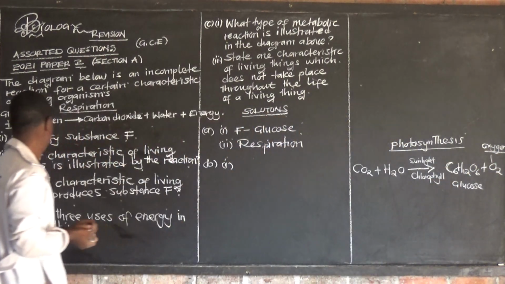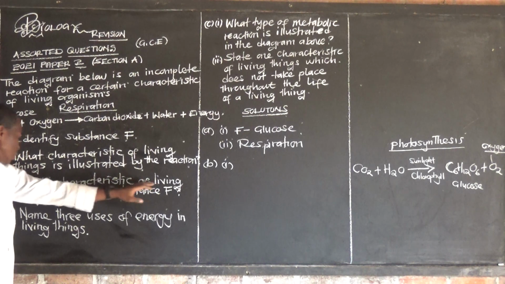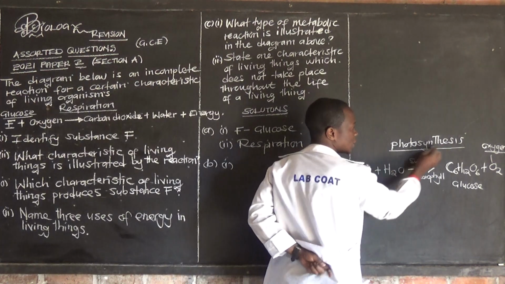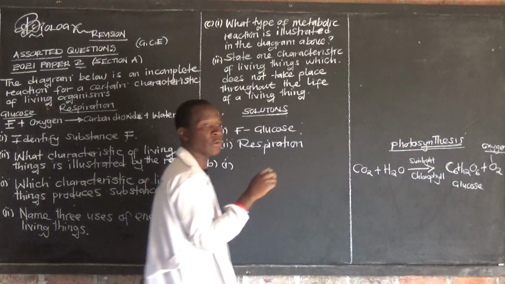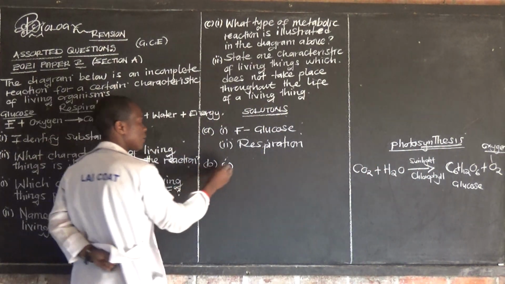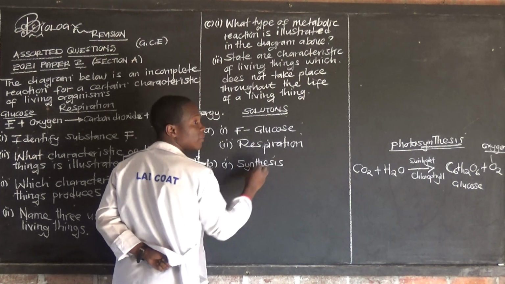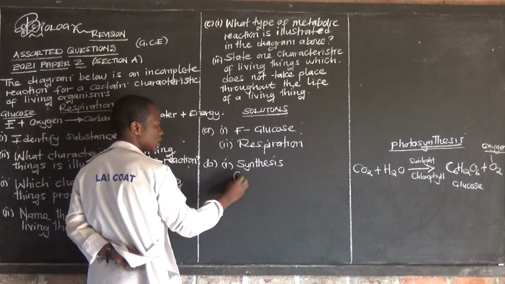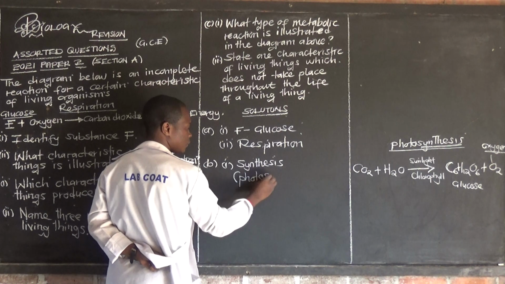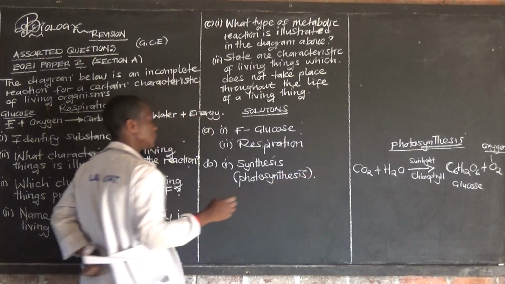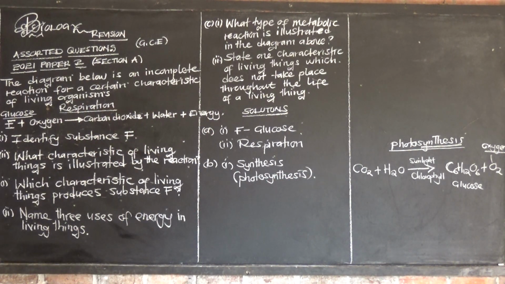The question is saying, which characteristic of living things produces substance F? Substance F is glucose. So the one which is producing glucose, for the synthesis, no wonder I was saying synthesis, how to make. So you can say synthesis, then in bracket, to be specific, you can say photosynthesis. So the answer is photosynthesis.